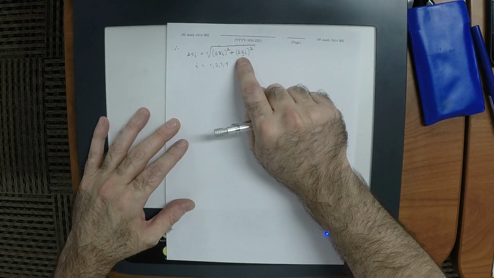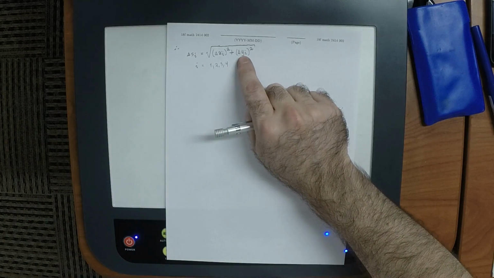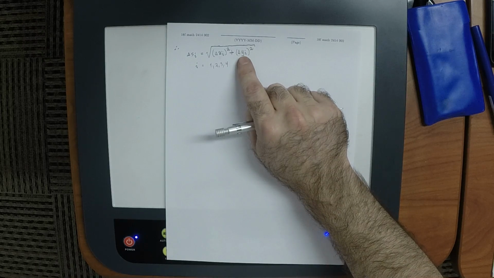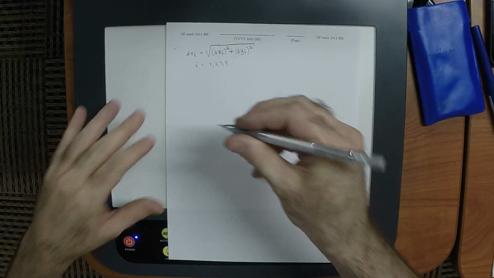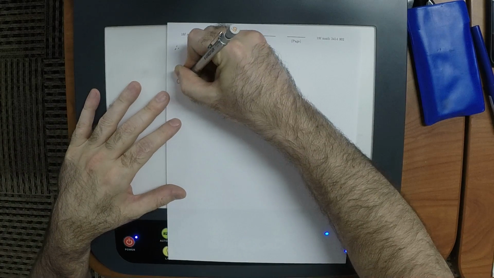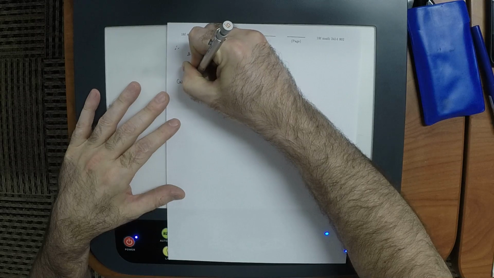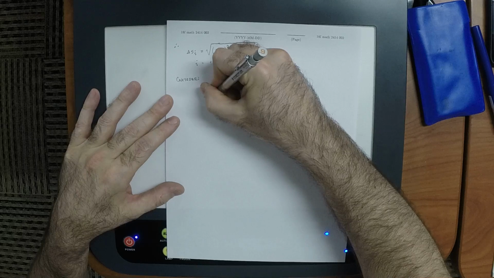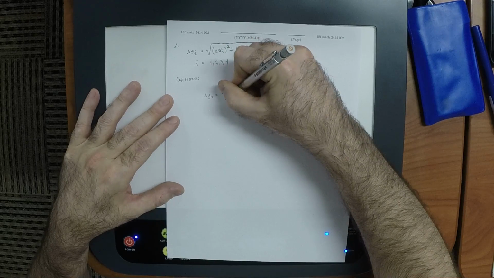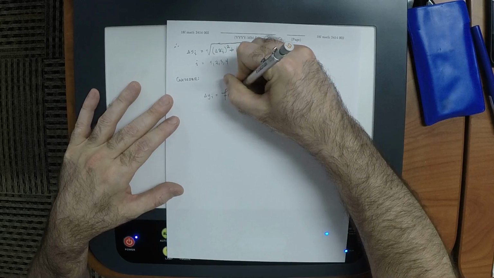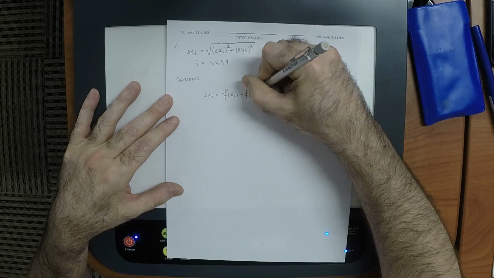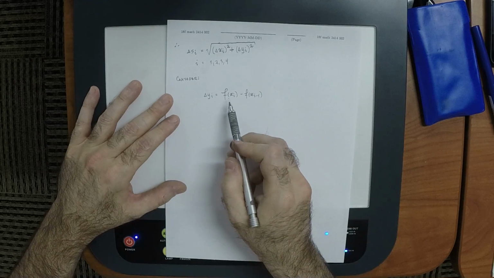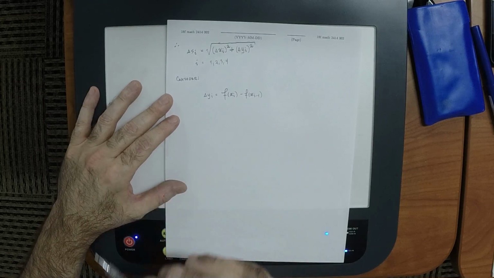What we really need to do is look at that and simplify it as best as possible. All right. So in the first place, what we're saying is that delta yi is f at x i minus f at x i minus 1. So, you know, f at 4 minus f at 3, something like that.